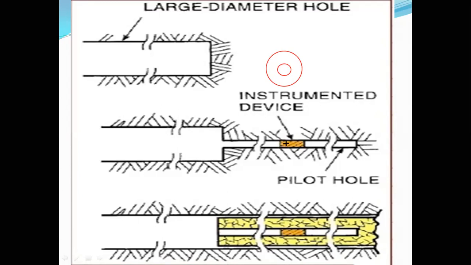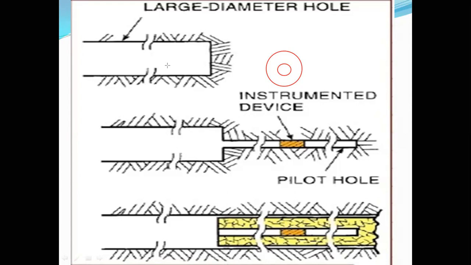Now what happens? The initial reading I have taken with the gauge in place. Due to this overcoring, there will be a release of stress. Initially I have tightened this, and suddenly there will be a change in the reading of the deformation gauge, because of the stress release. The changing reading that we get in the deformation gauge is a measure of the in-situ stress. That is why it is called the stress relief method.